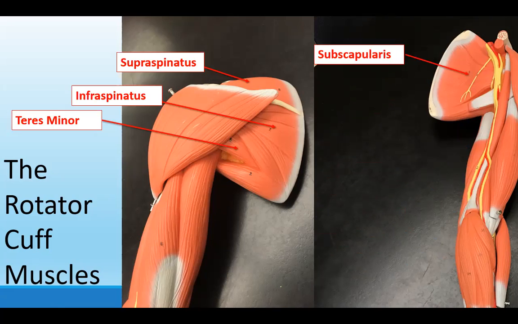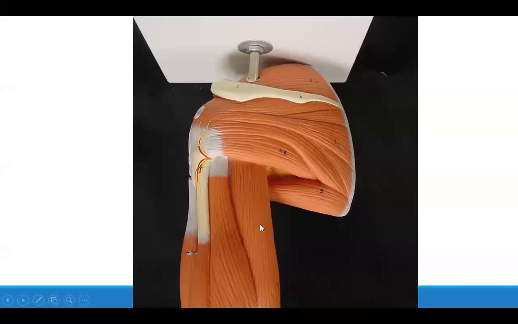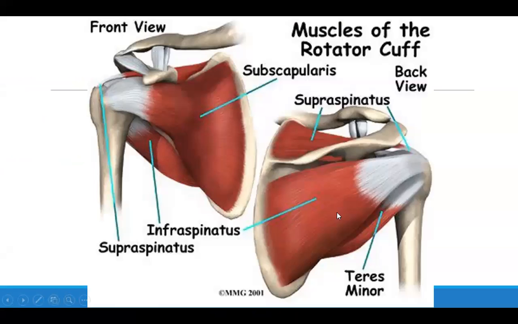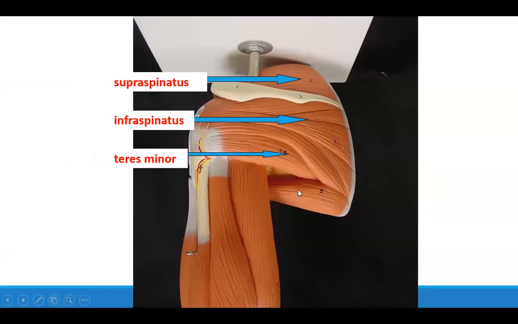The teres major, which is this muscle right here, is not part of the rotator cuff. It's right next to the teres minor, but it is not a rotator cuff muscle. Even though you have to have a major if you have a minor, that's not one of the rotator cuff. It's the teres minor. And here we see again, there is the supraspinatus, there is the infraspinatus, there's the teres minor. And this is the teres major here.